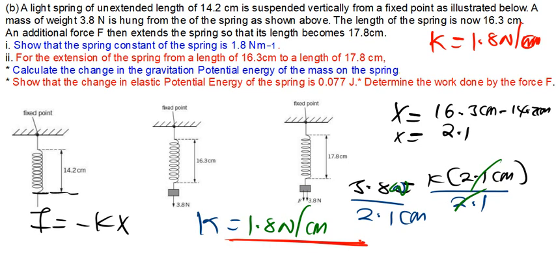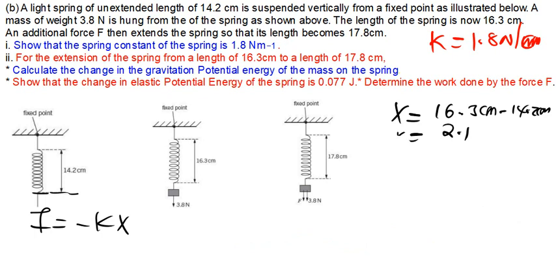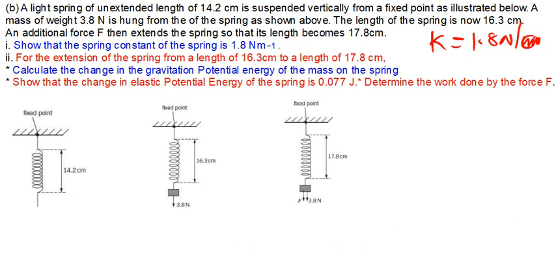Okay, let me just go direct to part 2, which says: for the extension of the spring from the length of 16.3 centimeters to a length of 17.8 centimeters. Part 1: calculate the change in gravitational potential energy of the mass of the spring.